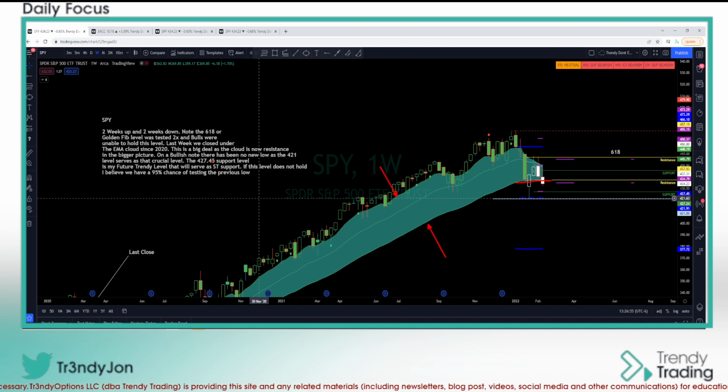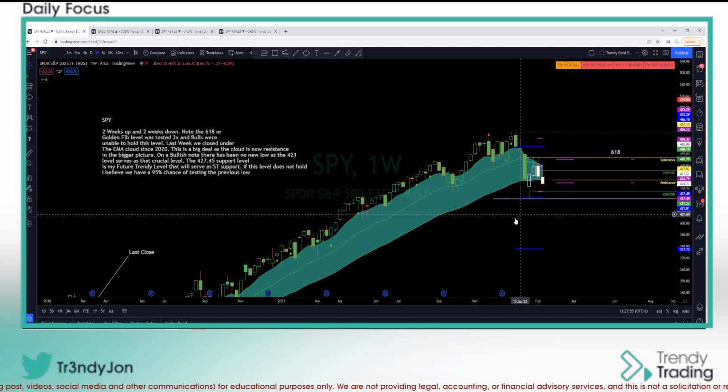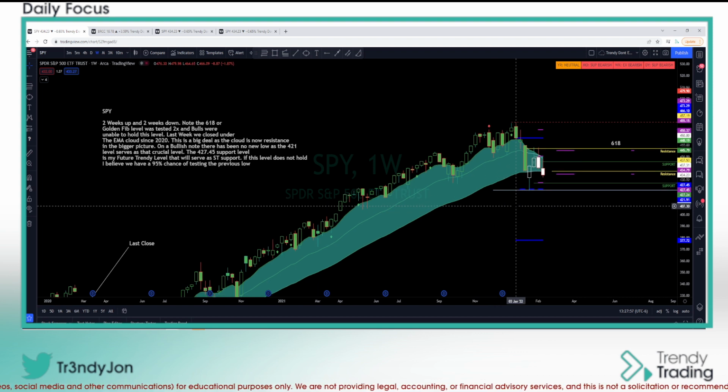On a bullish note, there has been no new low, as the 421 level serves as the crucial level, and that would be right here. And we also have a Trendy Edge. You'll hear me talk about Trendy Edges. These are my proprietary Trendy scripts that are used for support and resistance and/or supply and demand. I use these scripts to find supply and demand automatically, so I don't have to go back and look through several different time frames to find those areas of support and resistance.